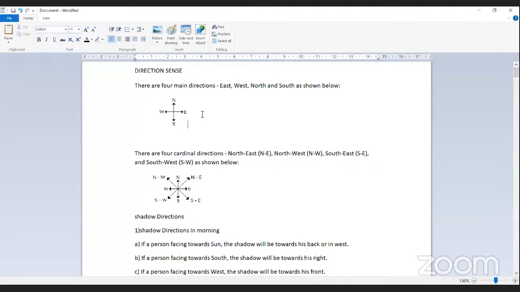Now these are the main 4 directions, but there are again sub directions called cardinal directions, which are derived from being in the middle of 2 directions. For example, between north and east, there's northeast. Between north and west, there's northwest. Between south and west, there's southwest. Between south and east, there's southeast. So in total, there are 8 directions: 4 main directions and 4 sub directions or cardinal directions.